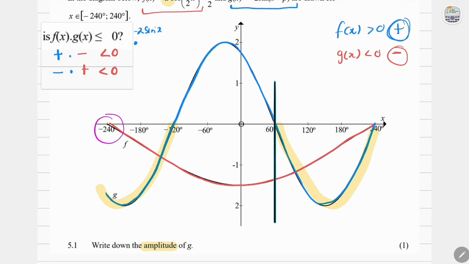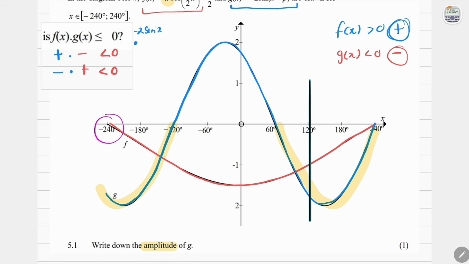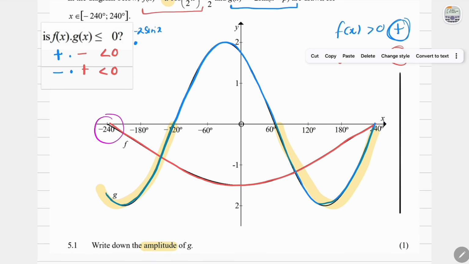What about on this side? At 60 degrees, that's definitely one. We already have that point down. But if you keep moving to the right, unfortunately both graphs lie below the x-axis, so they don't work all through there. And then they work at 240 degrees, because at 240 degrees we have an x-intercept. The graph of f has a y value of 0 and the graph of g also has a y value of 0. So that y value times 0 still gives you 0, which is one of the requirements, less than or equal to 0.